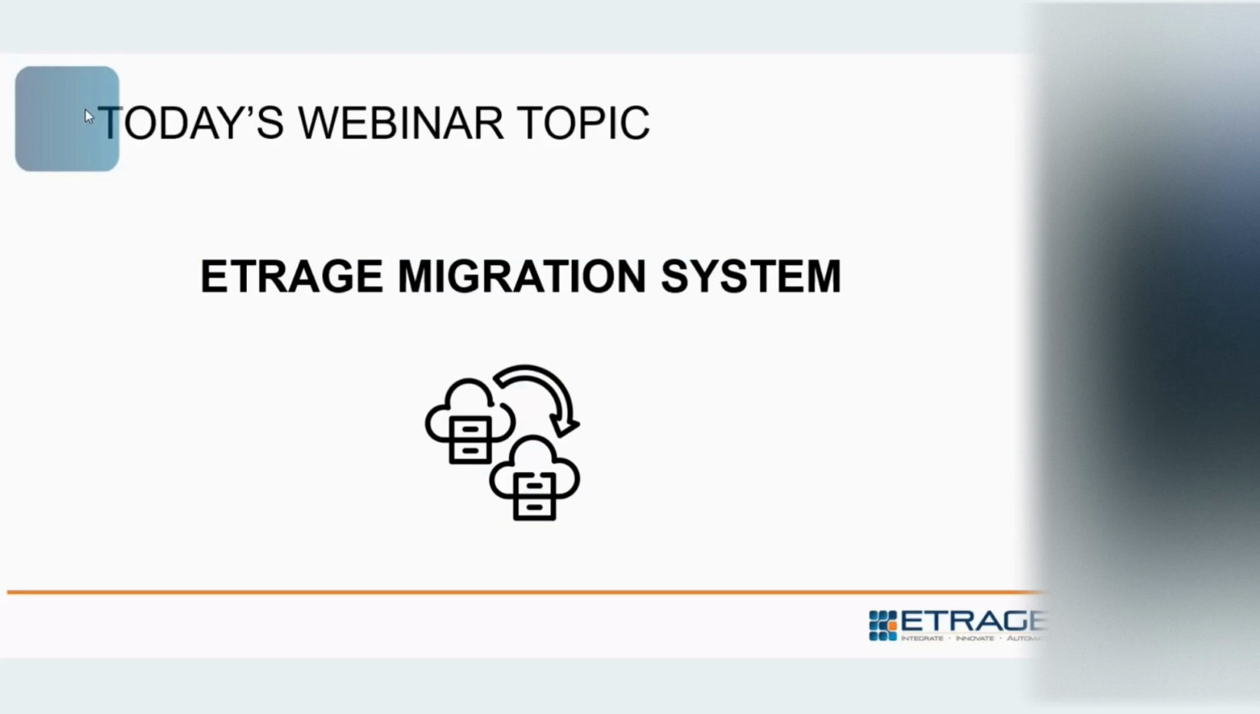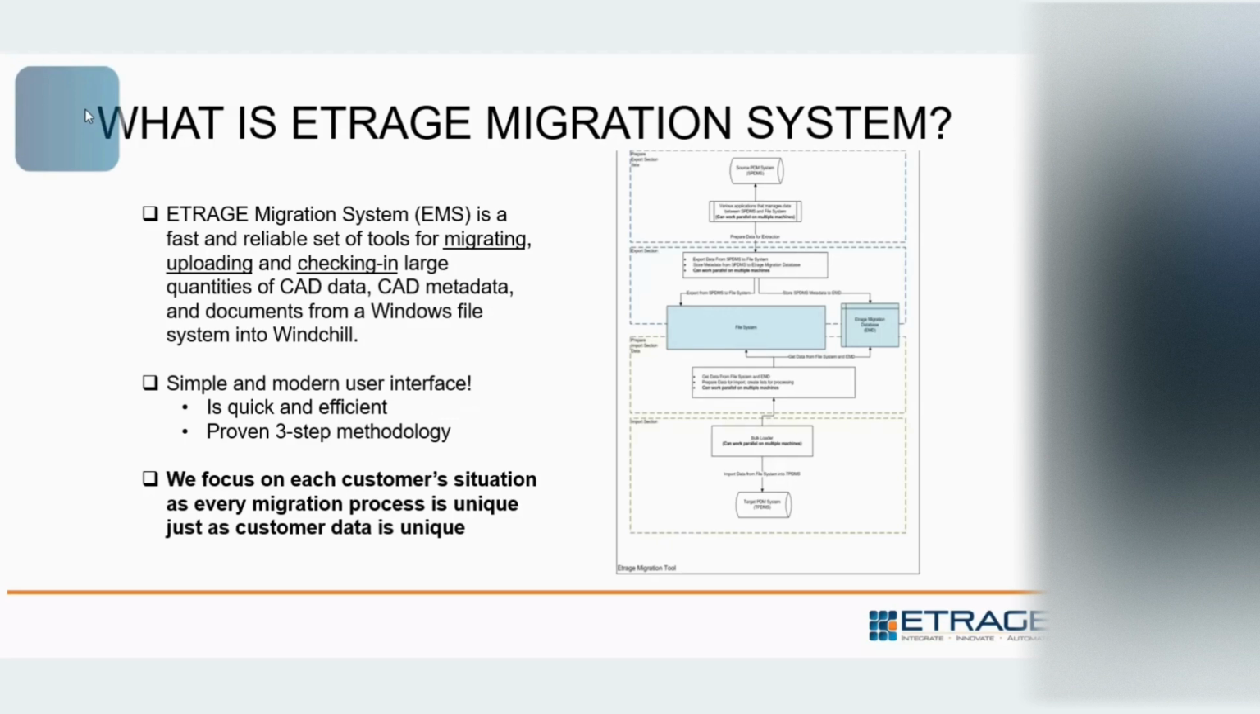Now, some specific details about today's webinar, EMS, ETRAGE migration system. What is it? Well, it's intended to be a fast, reliable set of tools for migrating, uploading, and checking in vast amounts of CAD data, CAD metadata, as well as documents. We will take those documents, put them in a Windows file, and then we're able to migrate them into Windchill.